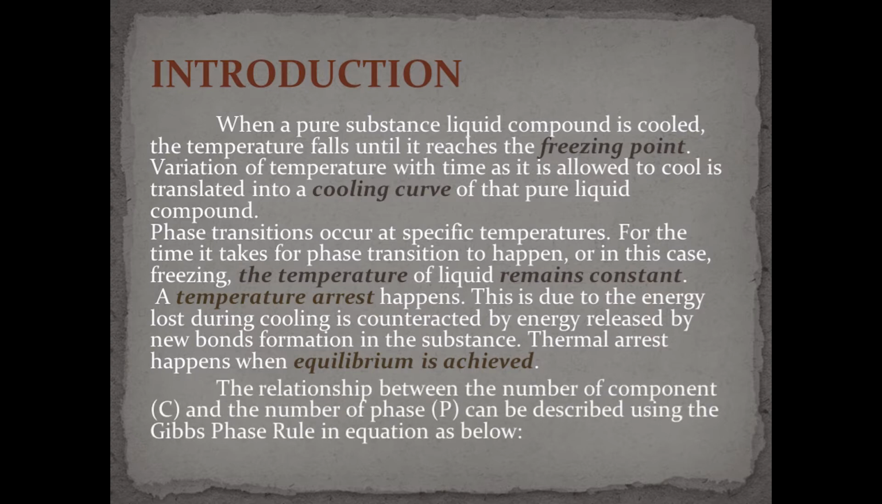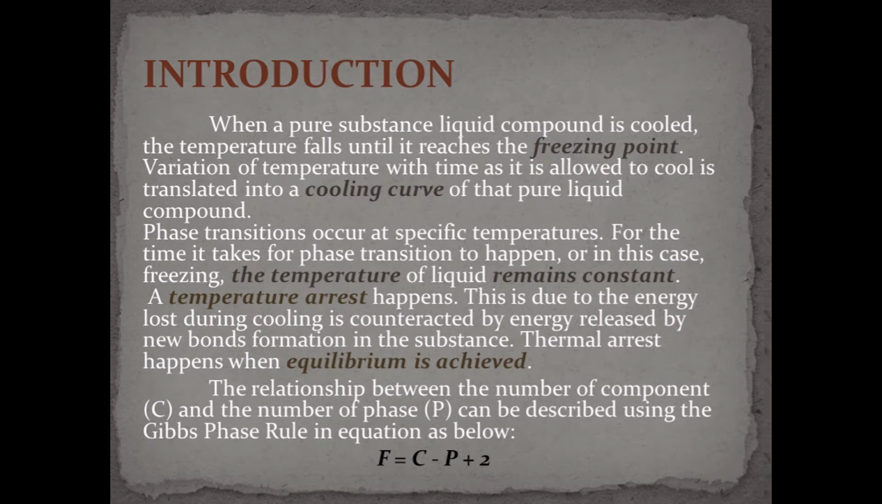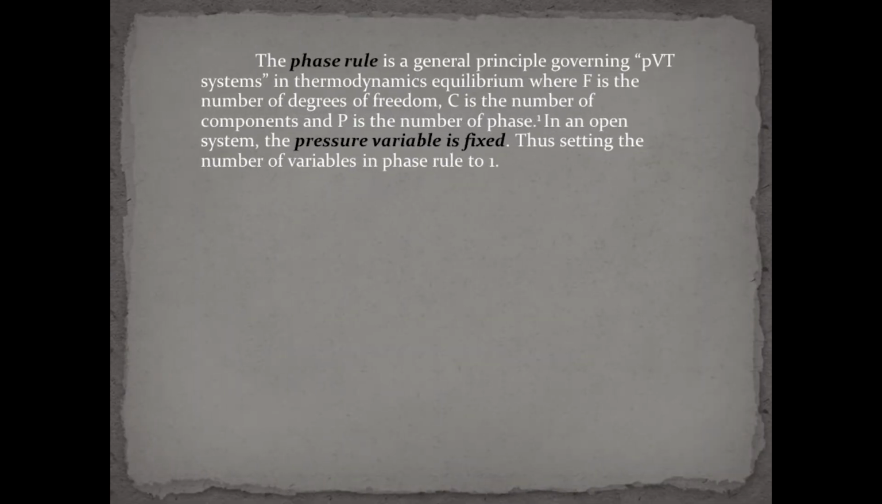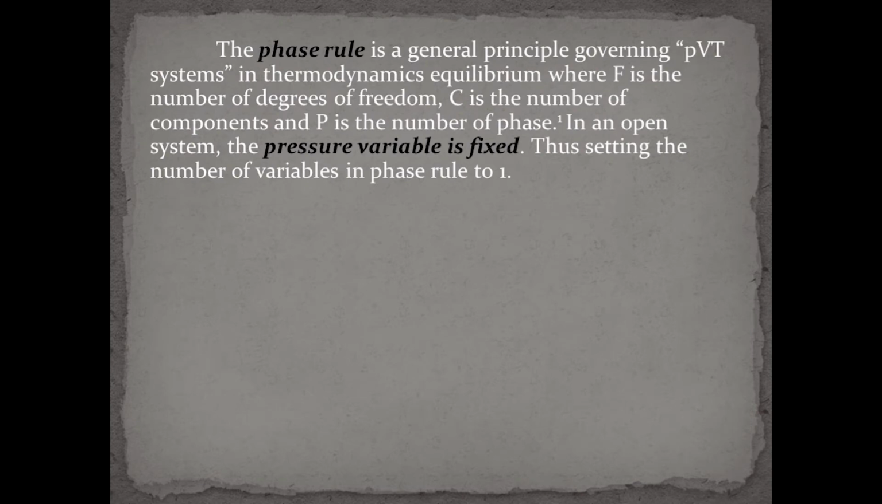The relationship between the number of components, denoted by C, and the number of phases, denoted by P, can be described using the Gibbs phase rule in the equation as below. F equals C minus P plus 2. The phase rule is a general principle governing PVT systems in thermodynamic equilibrium where F is the number of degrees of freedom, C is the number of components, and P is the number of phases. In an open system, the pressure variable is fixed, thus setting the number of variables in phase rule to 1.